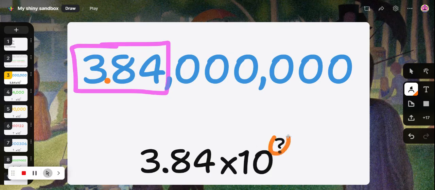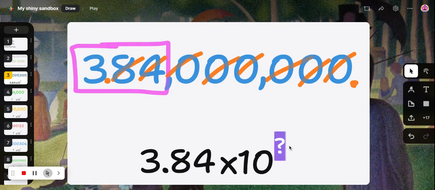Now our exponent is going to tell us how far away my new decimal is from the original location. All whole numbers do have a decimal. It's going to be at the very end, but we don't ever see this. So how many place values do I have to move my decimal? Some people just count the digits. 1, 2, 3, 4, 5, 6, 7, 8. So our exponent is going to be 8.